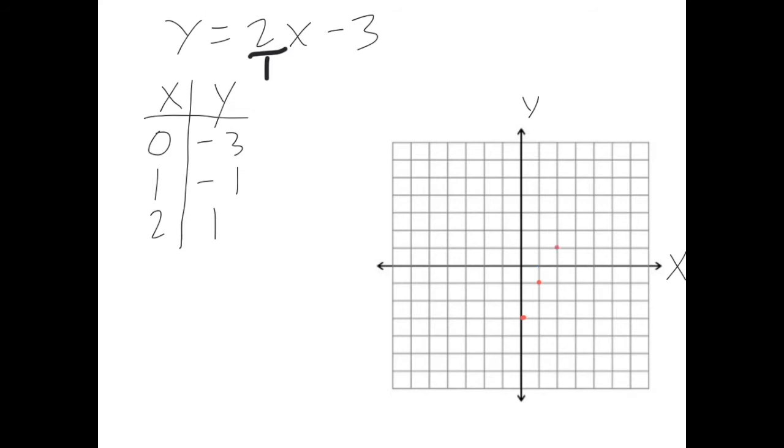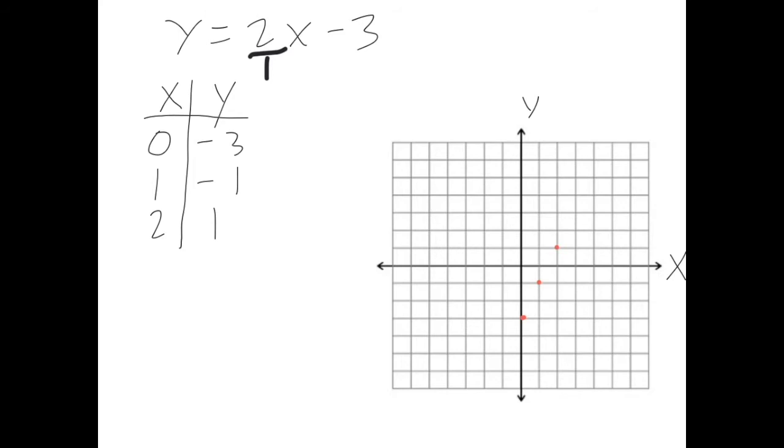Notice that the points we made, (0, -3) here, is (0, -3) here. Here we have (1, -1), (1, -1), and (2, 1), (2, 1). So they'll give you the same points either way. But it's good to always see the differences that each style uses. One is looking at what's the slope, what's the y-intercept. Other is looking at what happens when you plug in certain numbers.